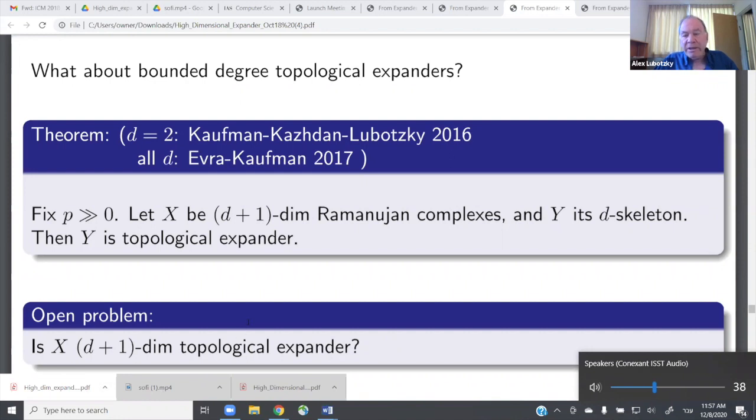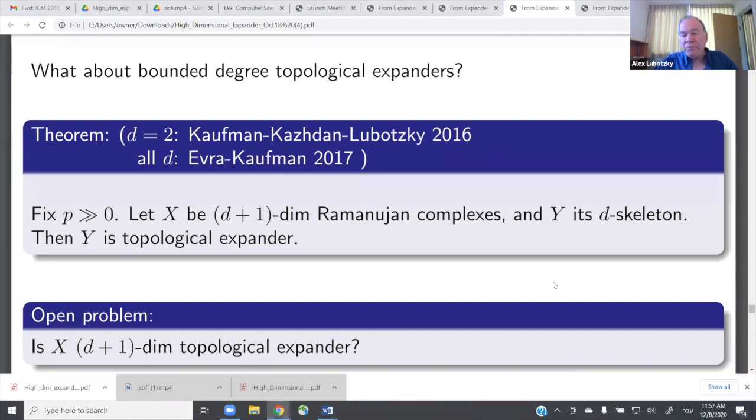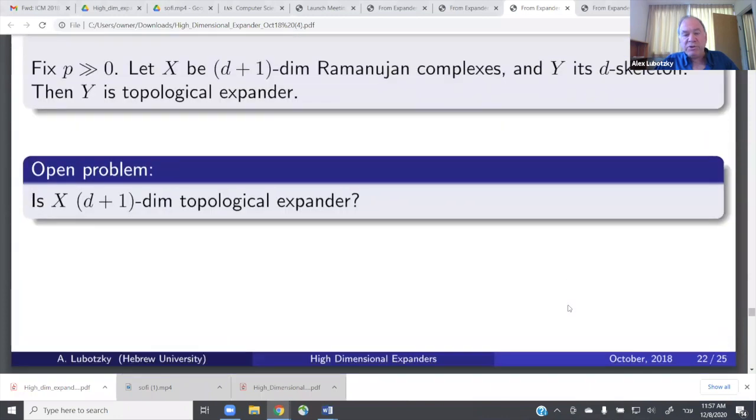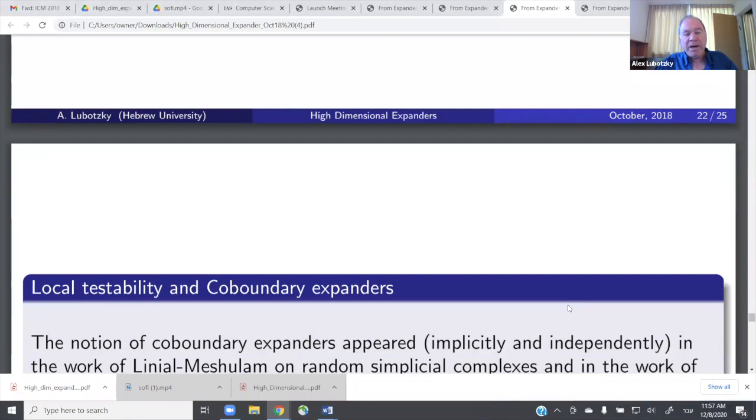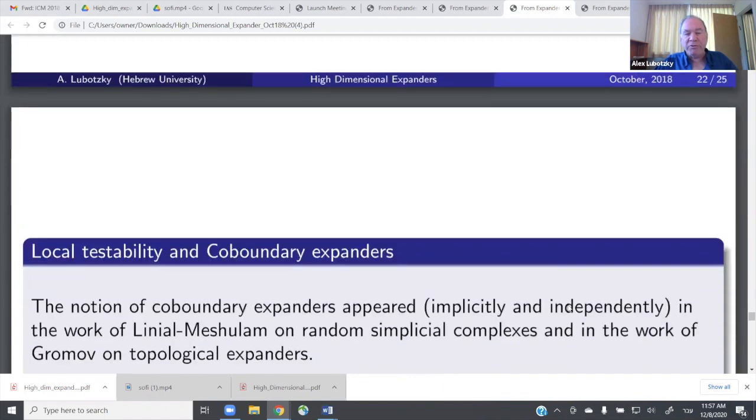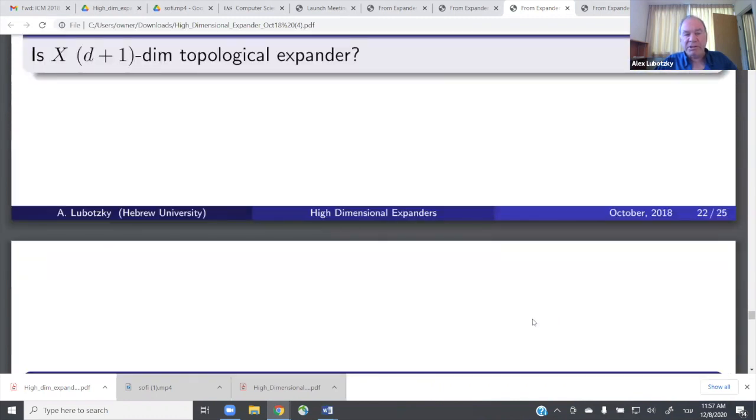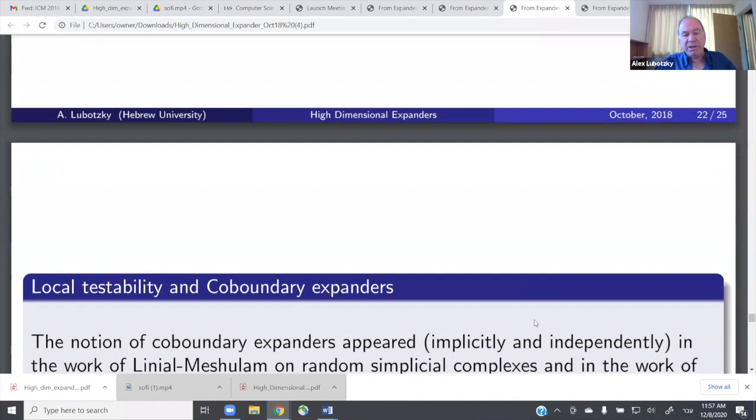Okay, now I want to move on. I still want to say something about local testability, and now go back a little bit to the computer science connection. I hesitate even to say application. There are some applications now, but what it has to do with codes and with some computer science application.